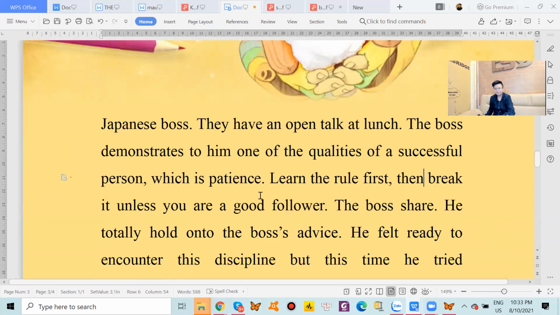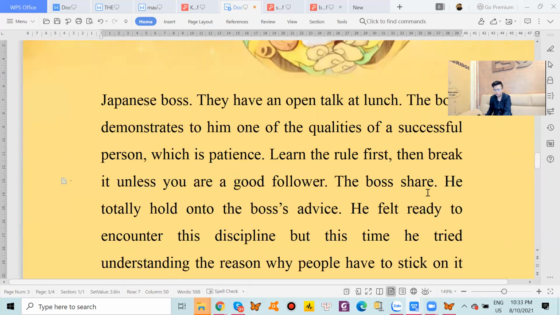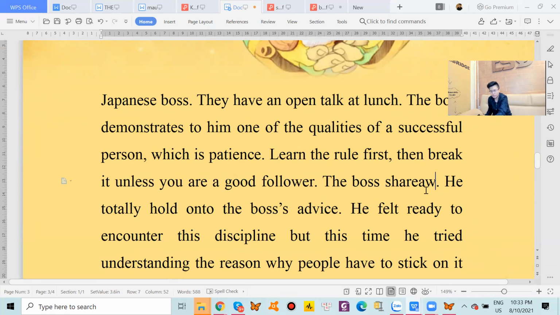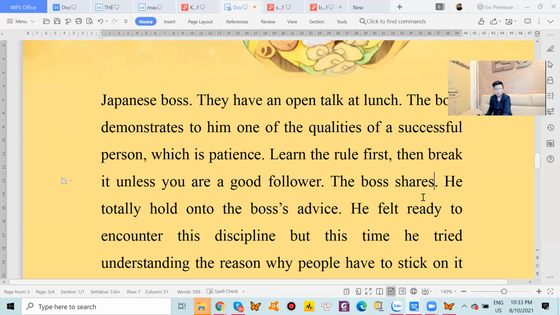Unless you are a good follower, very good sentence: the boss share, no? Shares. The boss shares. Please pay attention to the subject and verb agreement once you speak or write. Whenever you want to talk about he, she, it, please try to use verb with s. Whenever you want to talk about I, we, you, they, verb with no s. Very easy, right? We are going to get used to this way.